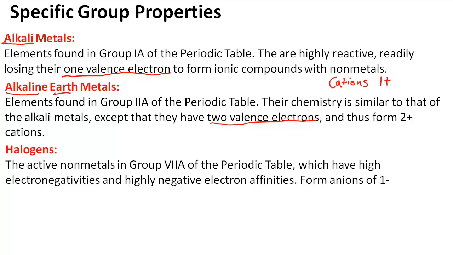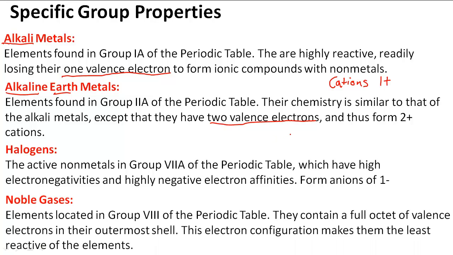The halogen group is the active nonmetals in group 7A of the periodic table, which has high electronegativities, so that means attractive force to the nucleus of an atom, and high negative electron affinity, so that means they want more electrons. And this is why they form anions of 1 negative, so that means they gain an electron.